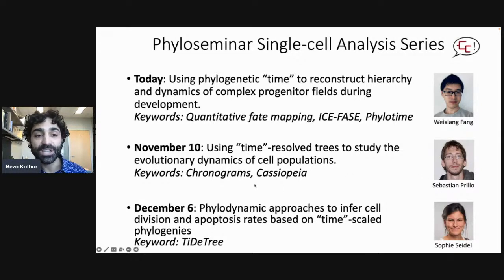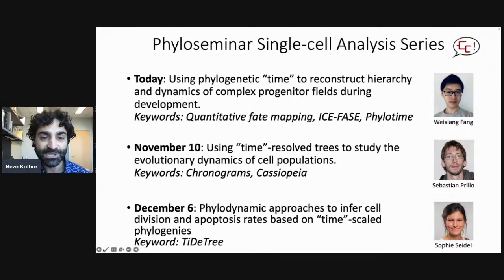In the next few weeks, there will be two other very exciting talks, one by Sebastian Prio, who will talk about time-resolved trees to study the evolutionary dynamics of cell populations and, as I understand, how it relates to cancer, as well as Sophie Seidel in Tanya Stadler's lab, who is using phylogenetic approaches to infer cell division and apoptosis rates based on timescale phylogenies.